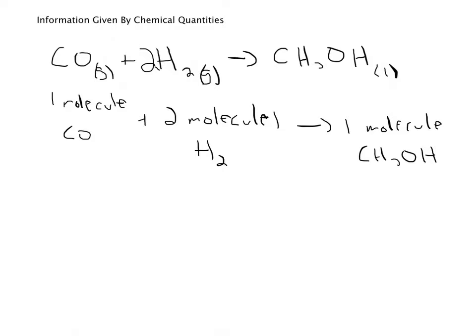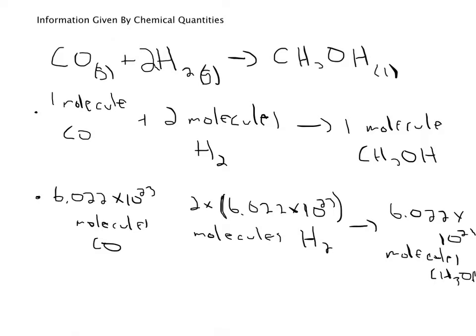Another way would be like this. Another way we could read this is 6.022 times 10 to the 23rd molecules of CO reacts with 2 times 6.022 times 10 to the 23rd molecules of H2 to form 6.022 times 10 to the 23rd molecules of CH3OH. And what I want you to see here is it doesn't matter what number I start with here.